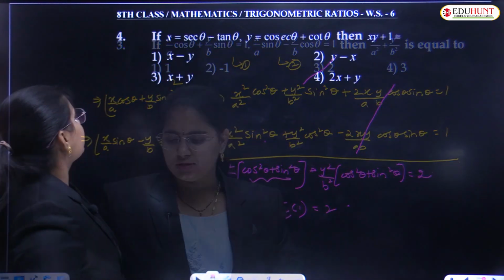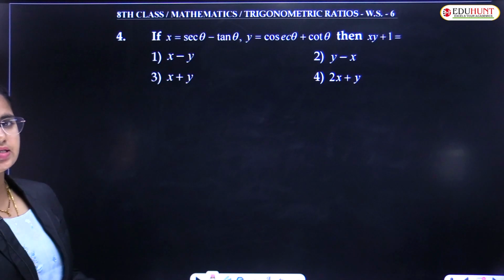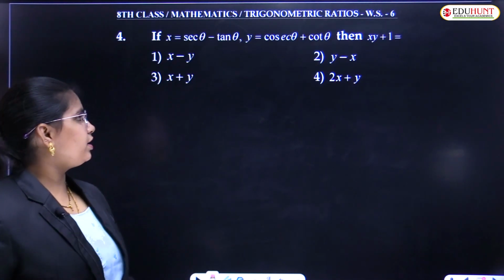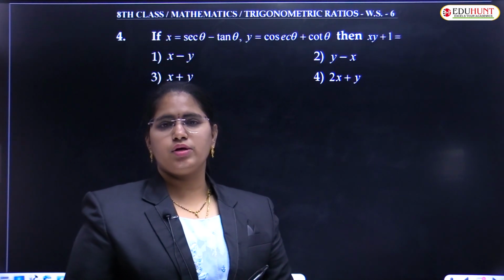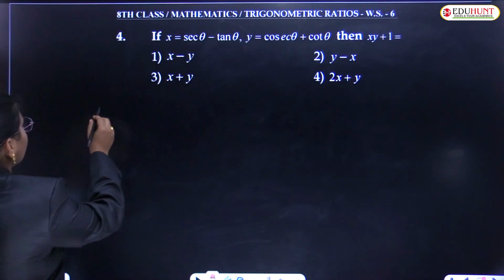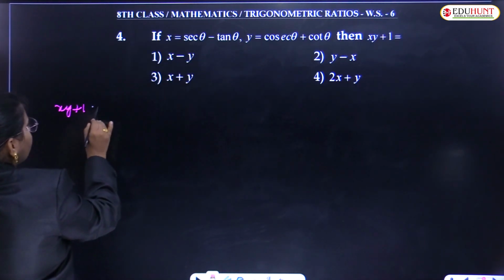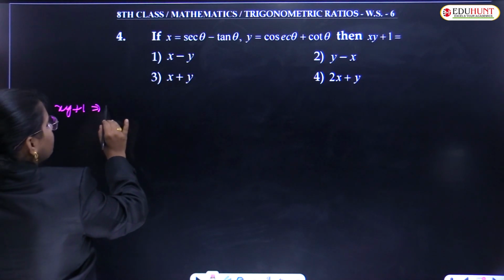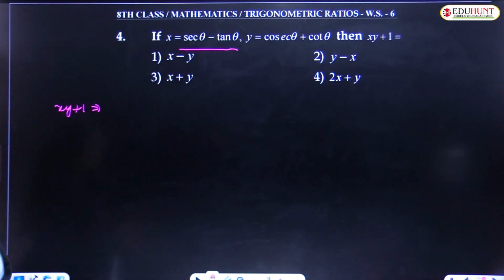The answer is 2. If x is equal to secant theta minus tan theta, y is equal to cosecant theta minus cot theta, then the value of xy plus 1 is equal to what? They only asked what is the value of xy plus 1. So let's multiply the x value with y. What is the value of x into y? You need to multiply x into y, correct? So how are you going to do that? Tell me. xy plus 1.